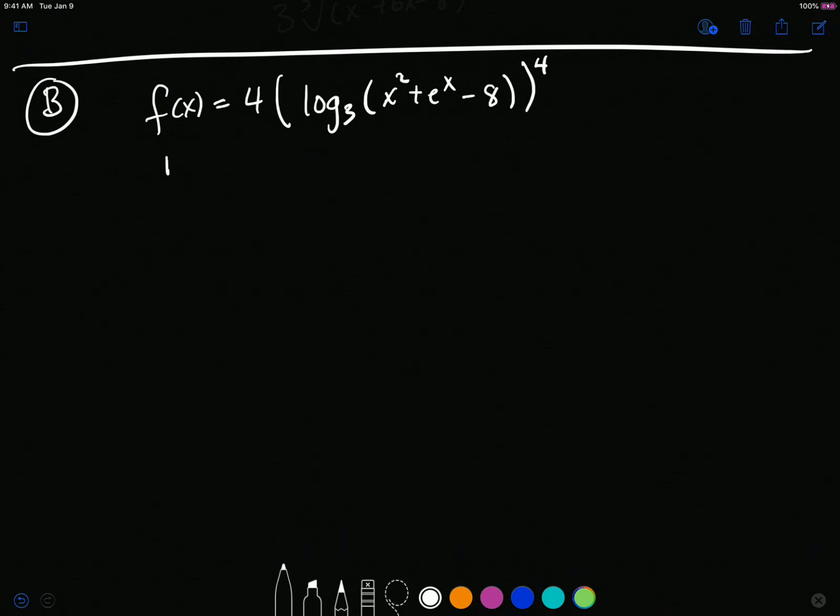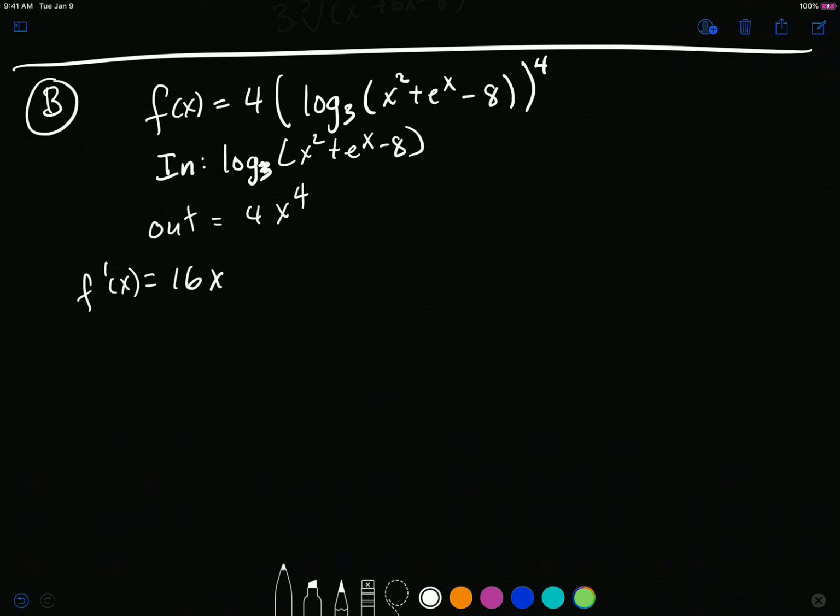So first things first, I identify my inside function, which is log base 3. But notice it's not log base 3 of x. The inside function is log base 3 of x squared plus e to the x minus 8. The outside function is just simply x to the fourth. So we get started. The derivative of the outside function is 4x cubed. You plug the inside function back in, 4 open parentheses log base 3 of x squared plus e to the x minus 8 raised to the third power.